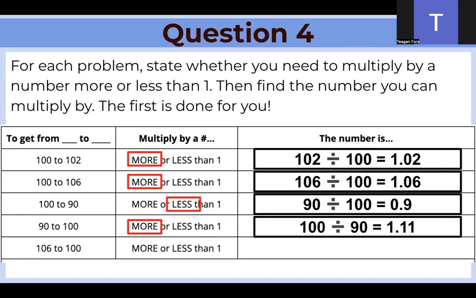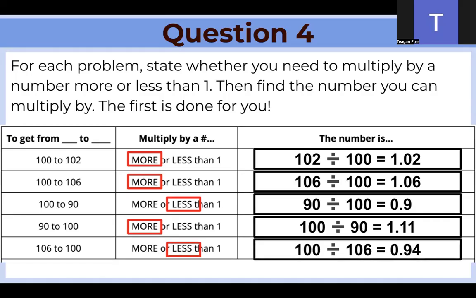Last problem. For this question, we are going from 106 to 100. I know I'm going from a bigger number to a smaller number, so I'm multiplying by something that is less than 1. And the number that I'm multiplying by is 100 divided by 106, which equals 0.94. I know the number keeps going, but it's fine if you round it. This is about what it is.